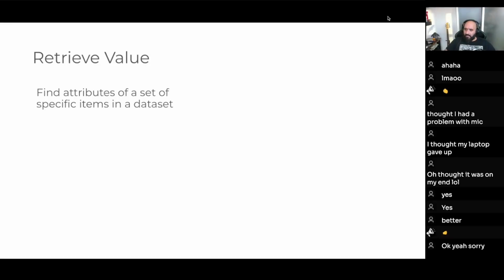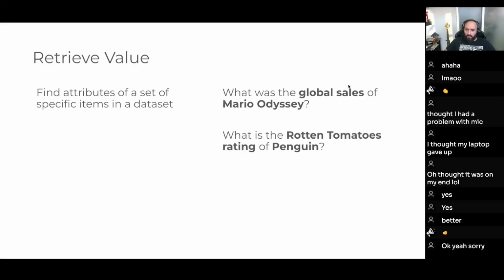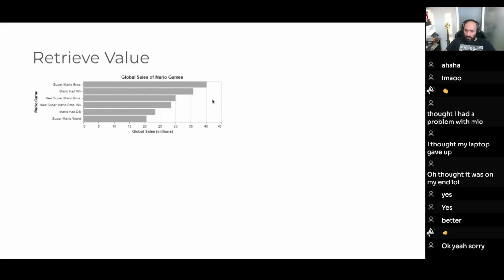The idea is that we want to find attributes of a set of specific items in a database, right? We want to find specific things. So essentially, we could ask, what was the global sales of Mario Odyssey? Or what is the Rotten Tomatoes rating of Penguin, the series? These are the types of questions that a user can ask with a visualization. So we might want to create a visualization like this, okay?